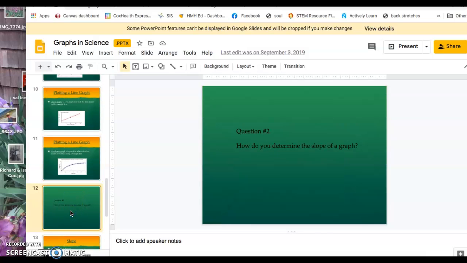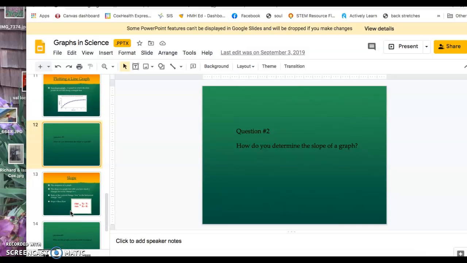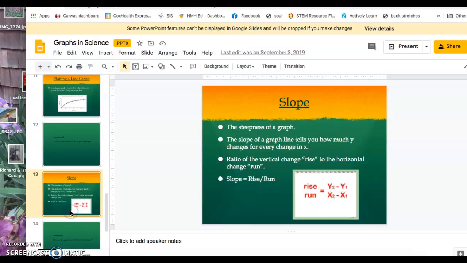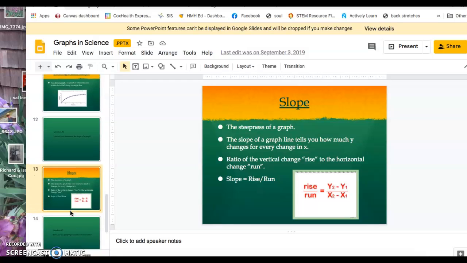All right, how do you determine the slope of a graph? Slope is important in math, but slope is also important in science too. The slope is the steepness of your graph. The slope tells you how much y changes for every change in x. So what it is, is rise divided by run. How much did it go up is the rise. How much did it go over is the run. Rise divided by run gives you slope.